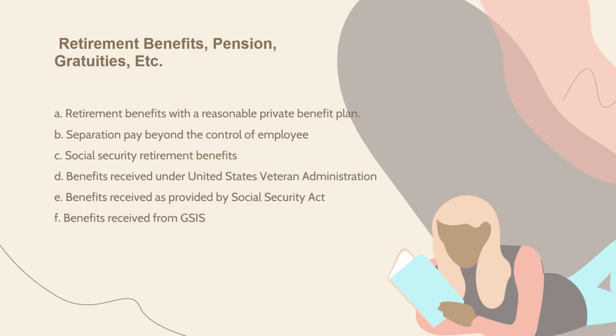Retirement benefits, pension, gratuities, etc. Letter A. Retirement benefits received under Republic Act No. 7641 and those received by officials and employees of private firms, whether individual or corporate, in accordance with a reasonable private benefit plan maintained by the employer, provided the retiring official or employee has been in the service of the same employer for at least 10 years and is not less than 50 years of age at the time of his retirement, provided further that the benefits granted under this subparagraph shall be availed of by an official or employee only once.